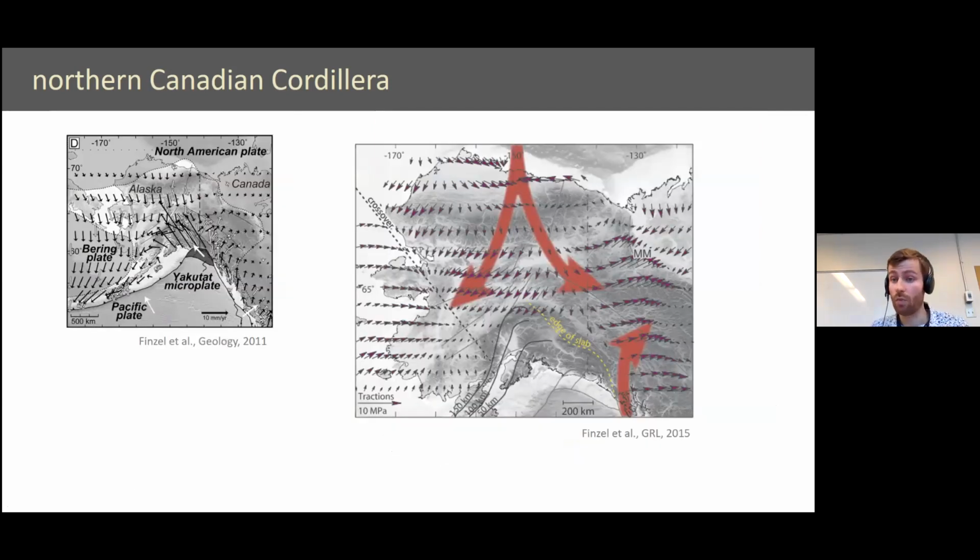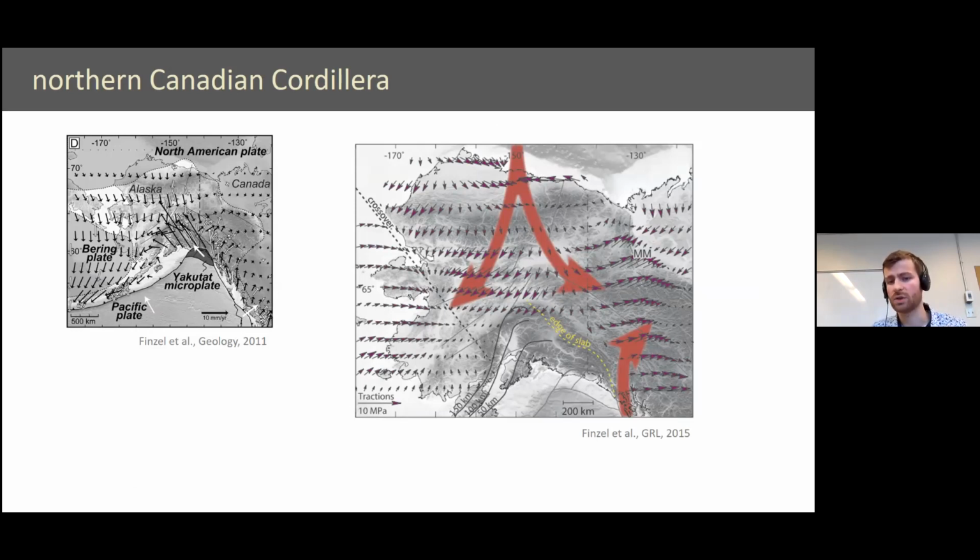Obviously, there were other models that were proposed and published. One of them is this model from Emily Finzel in 2015, where she combined different geophysical data sets in order to model the basal tractions. So here, the field of arrows that we see represent the tractions, and the length, the magnitude of the arrow gives you an idea of the traction in megapascals. And what we see is that this basal traction here is basically a proxy for upper mantle flow.